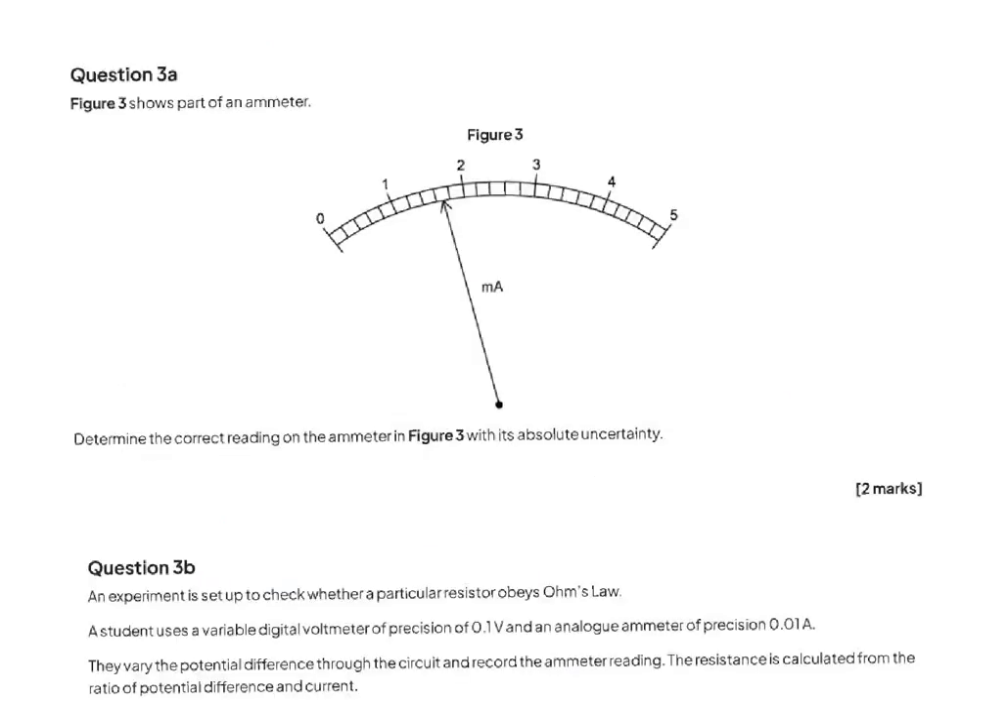Next question, 3a. Figure 3 shows part of an ammeter. Determine the correct reading and give its absolute uncertainty. So if we have a look at this, each one of these represents 0.2. That is our resolution. 0.2 milliamps if we have a look at our unit. And this is 1, 2, 3, I'd say 3.5 little sections. So it's going to be 1.2, 1.4, 1.6, I would say 1.7 milliamps. So that'll probably get you your first mark.